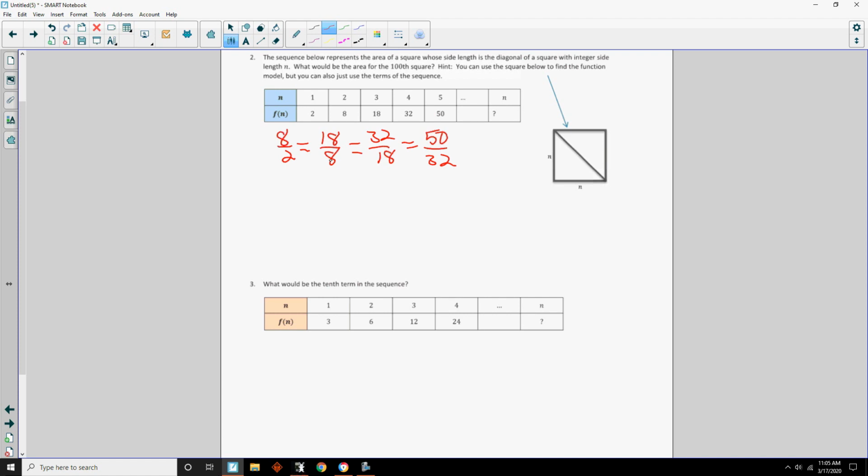18 divided by 8 is 2 point something, so those are not equal. And same with this, 32 divided by 18 does not equal 18 divided by 8. And these are all not equal, so therefore it is not a geometric sequence either. But the first difference increased by 4.